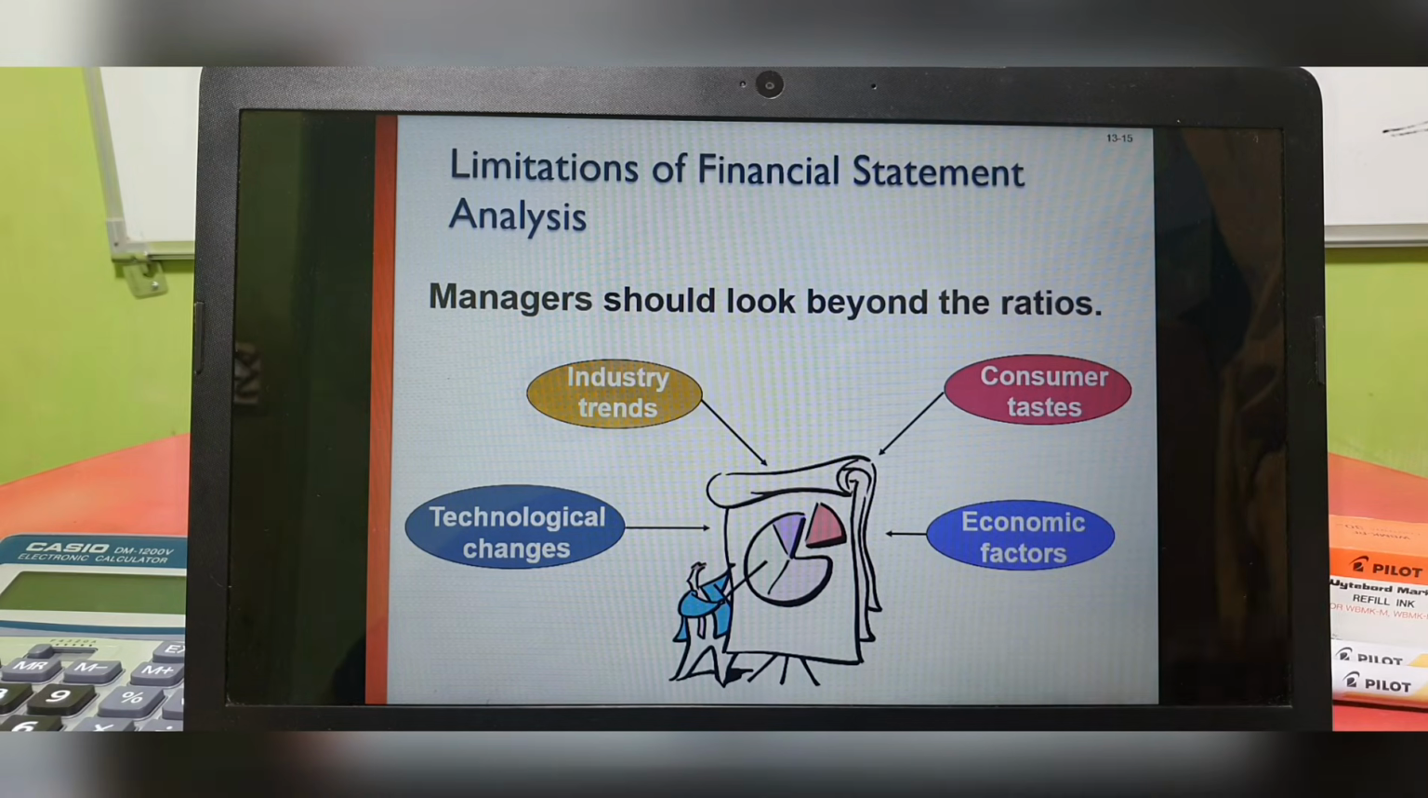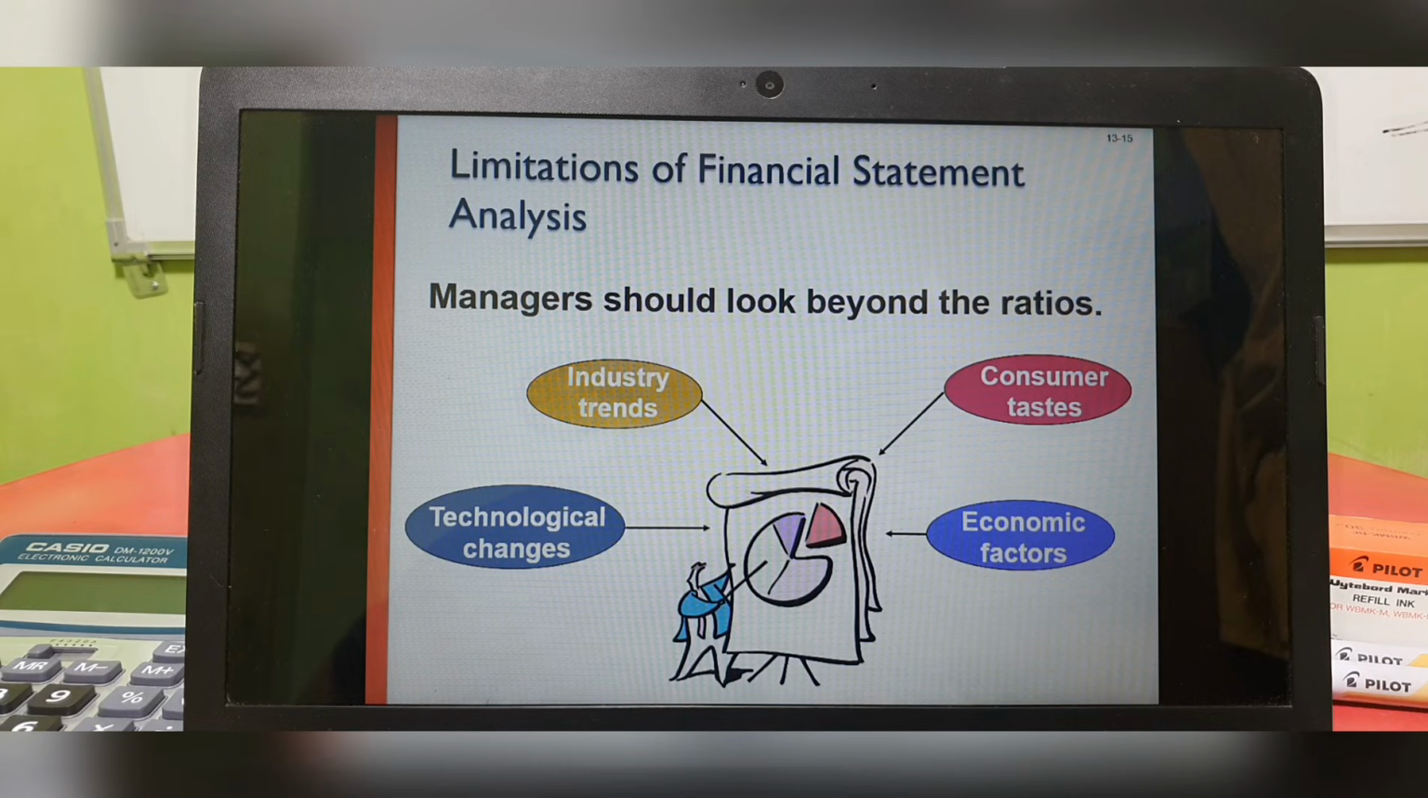Industry trends. Hindi enough na tingnan natin yung ratios natin. We have to check the industry. Nasaan level na kaya tayo? Meaning, nasang position na kaya tayo? Are we on top or are we on the lower or bottom part sa industry? Baka tayo ang nangungulelat. So in other words, yung ratio na yan, walang silbi unless you compare with other companies in the same industry.